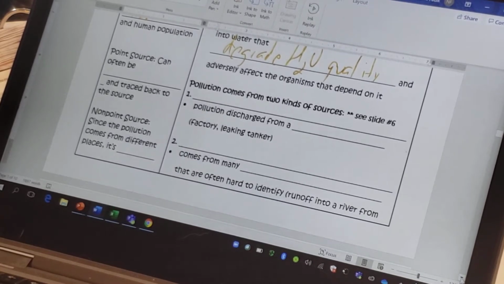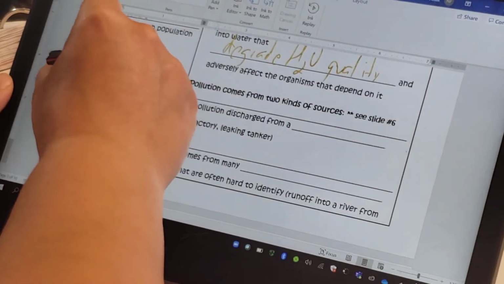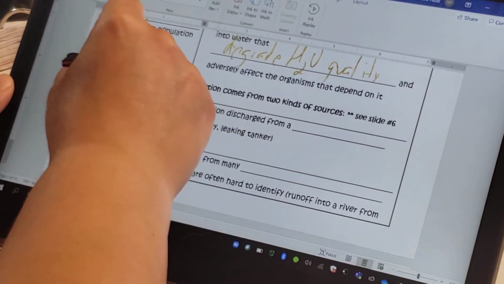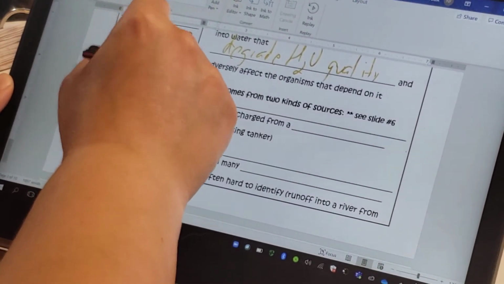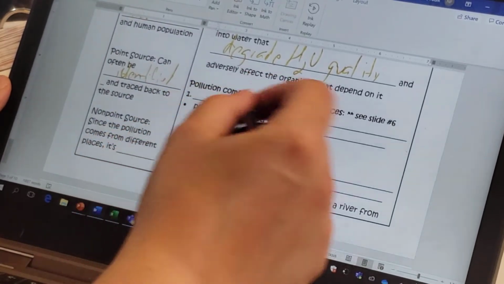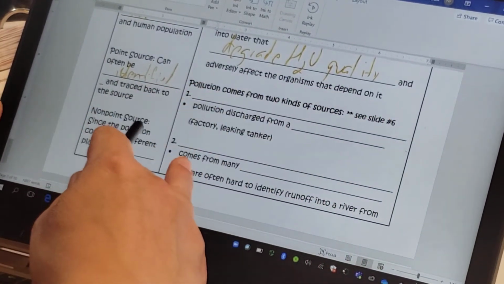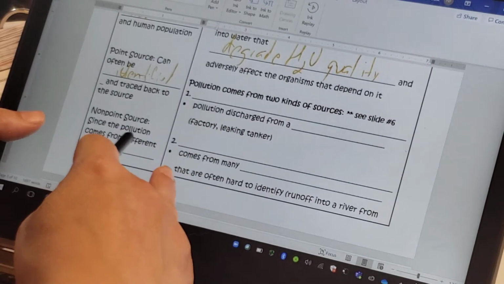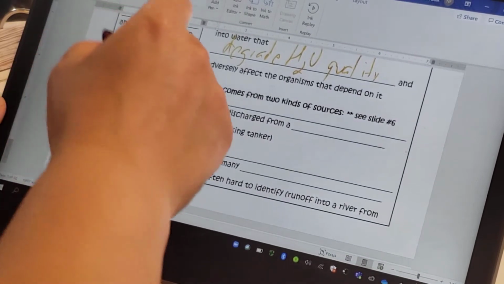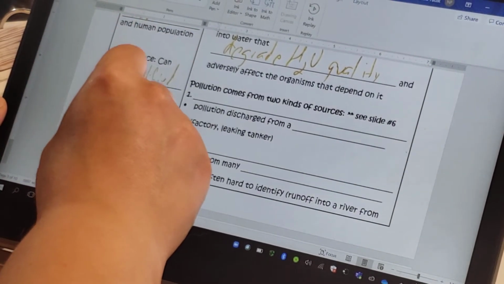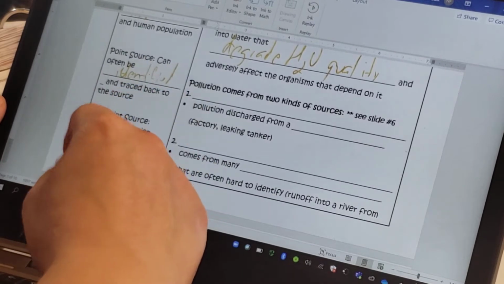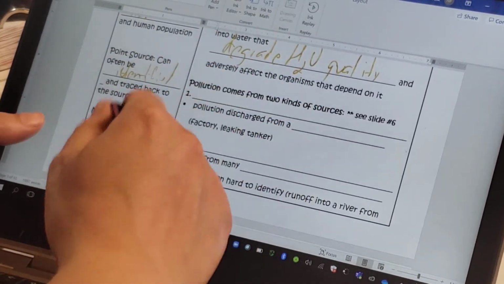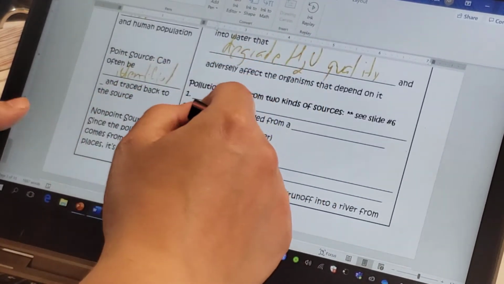So, what is a point source? A point source can often be identified and traced back to the source. Non-point source, since the pollution comes from different places, is hard to regulate and control. Control depends on public awareness. That's further down on your paper.